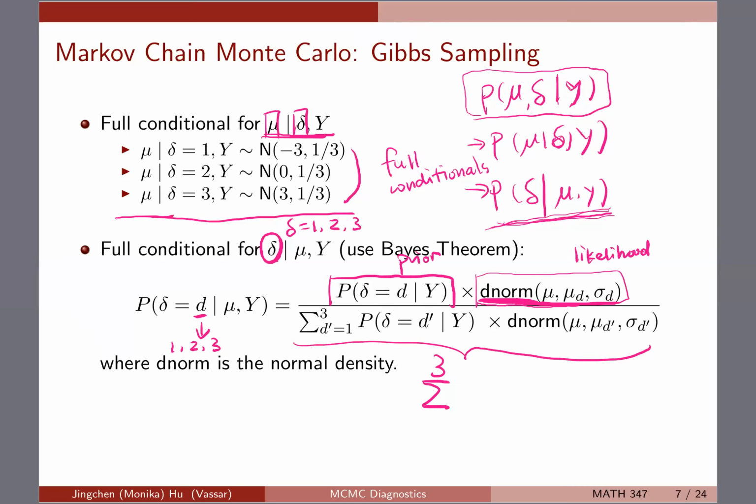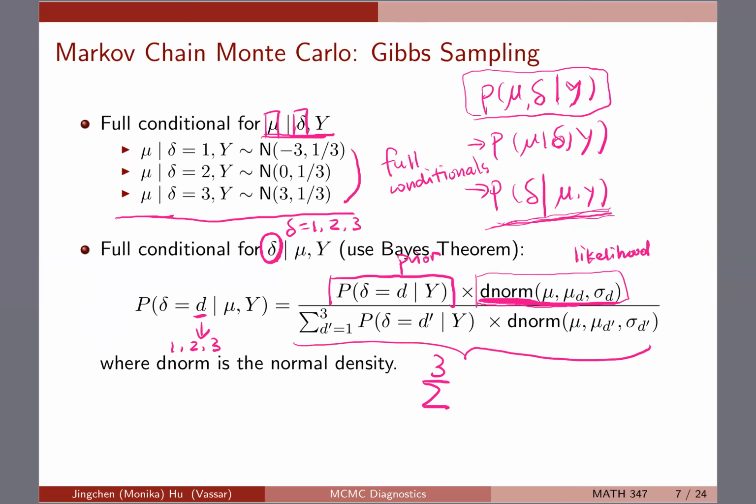So delta can only take 3 different values, 1, 2, 3. That's the 3 different components, right? So the full conditional is trying to tell you what's the probability that I'm gonna go for the first, or go for the second, or go for the third, based on the data and the prior. That's what I'm trying to do with the full conditional, similar to posterior.